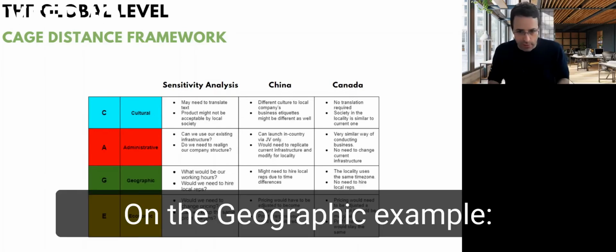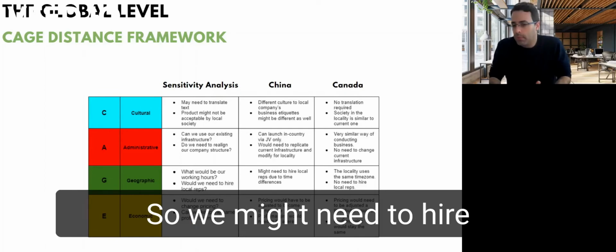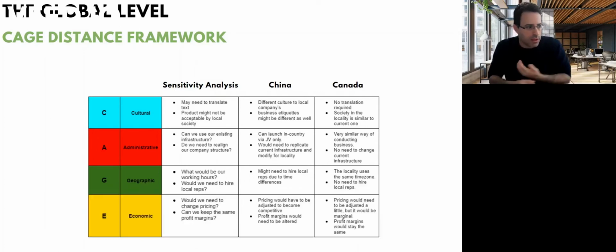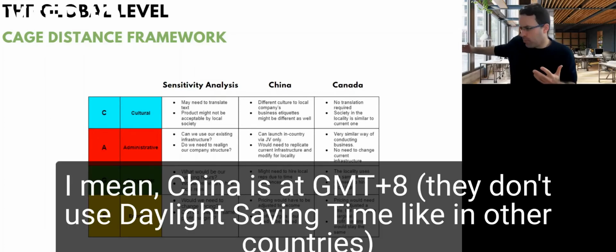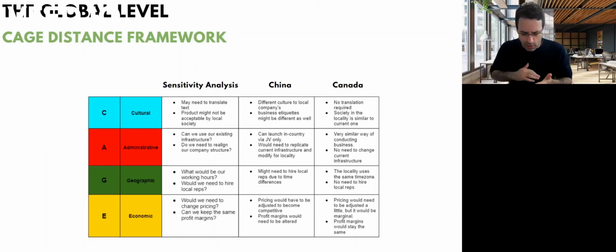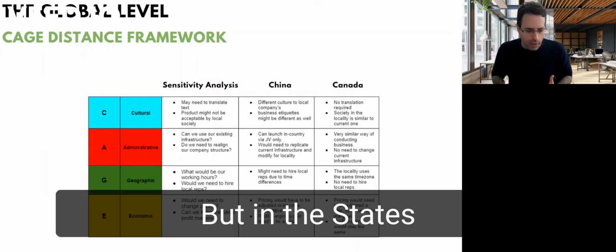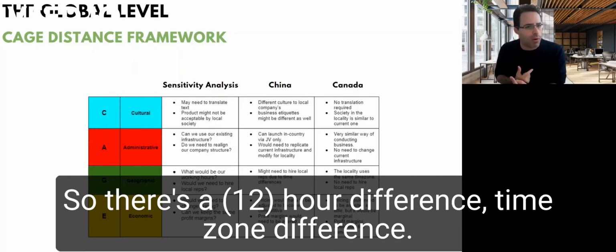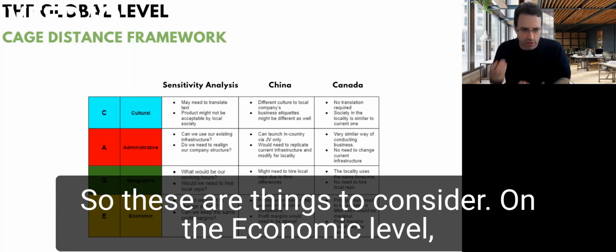On the geographic example, what would be our working hours? We might need to hire local reps due to time differences. I mean, China is like GMT +6 or GMT +7, I'm not certain, I didn't check. But then in the States, it could be GMT -7. So there's a 14-hour time zone difference. So these are things to consider.